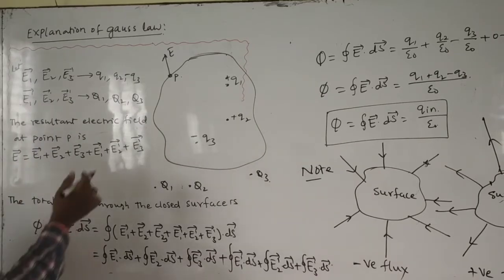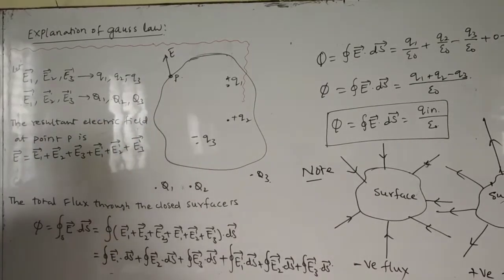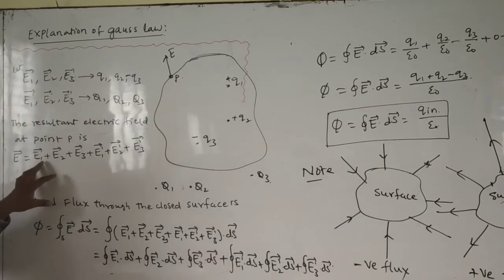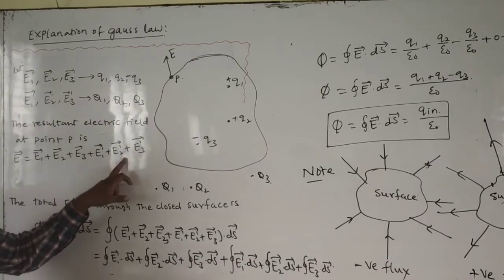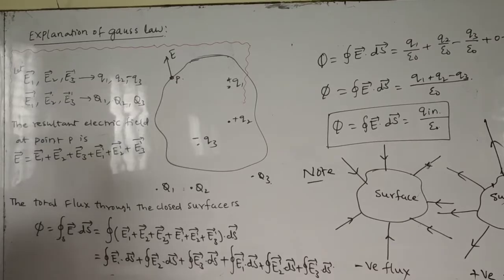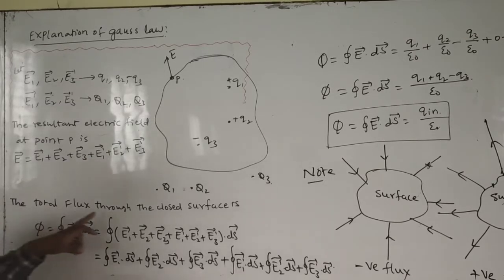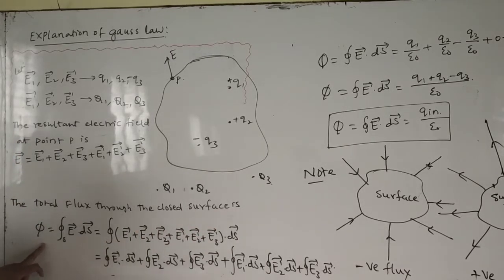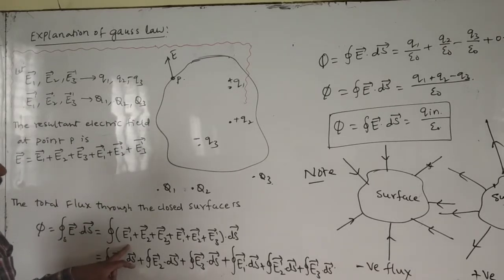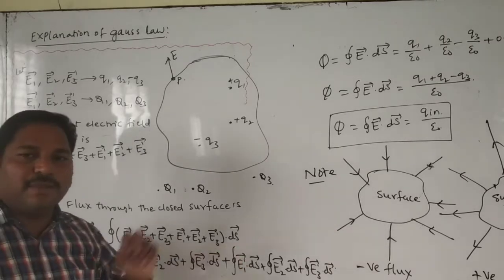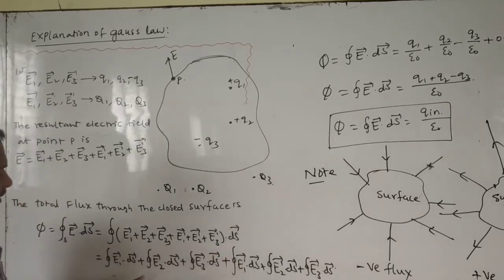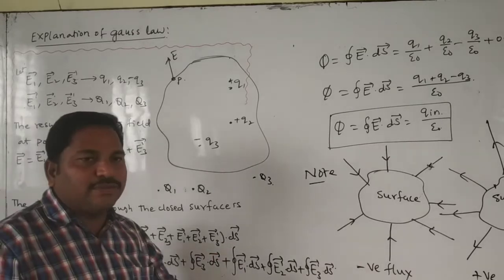Now we are going to find the net electric field at point P. It is the sum of these electric fields: E1 bar plus E2 bar plus E3 bar plus E1 dash plus E2 dash plus E3 dash. Now we are going to find the total electric flux through the closed surface. What is the flux formula? Phi equals integral of E bar dot ds bar. Here in place of E we write E1 bar, E2 bar, E3 bar plus E1 dash, E2 dash, E3 dash, dot ds bar. Now these are the expressions we got.